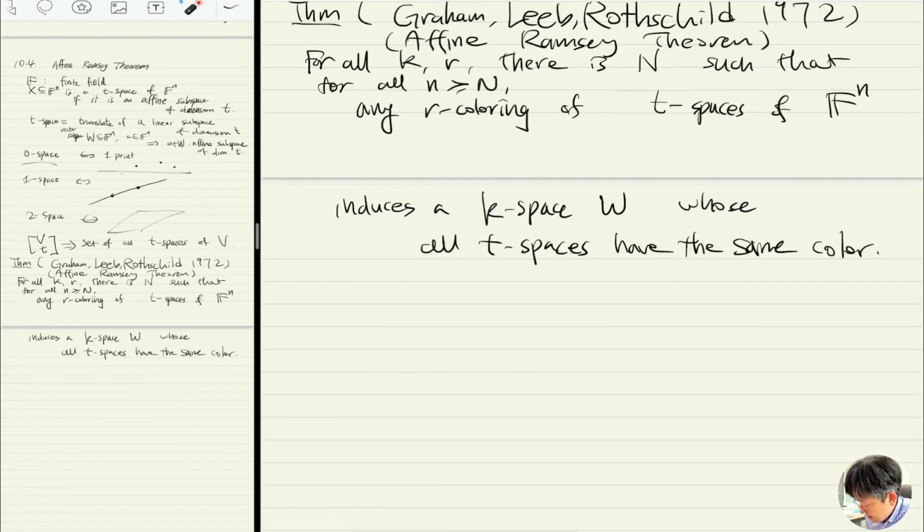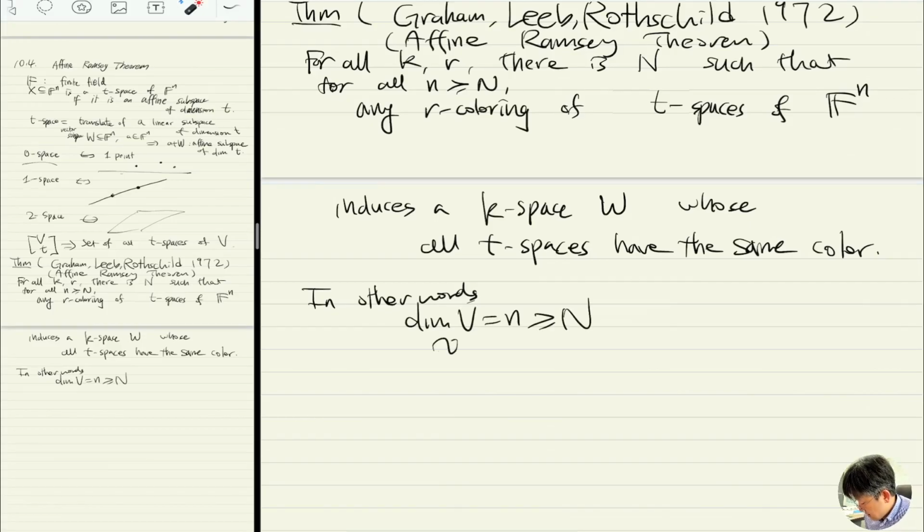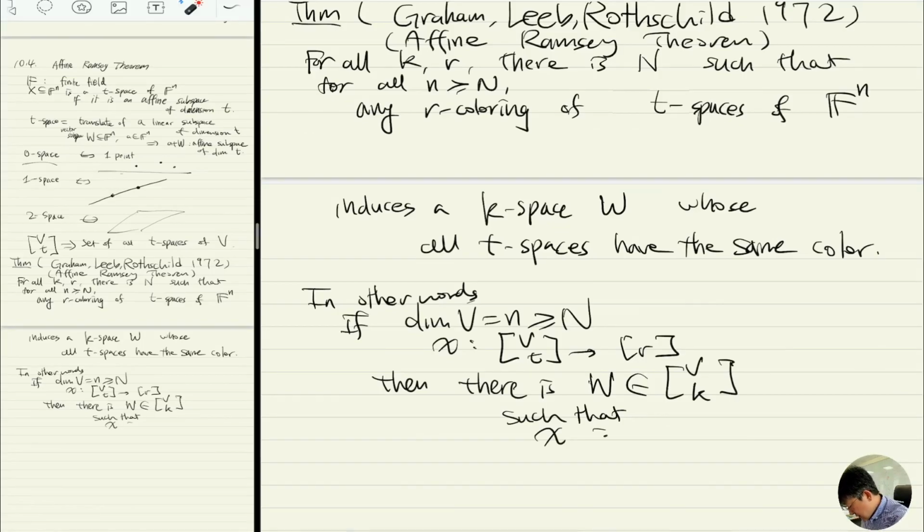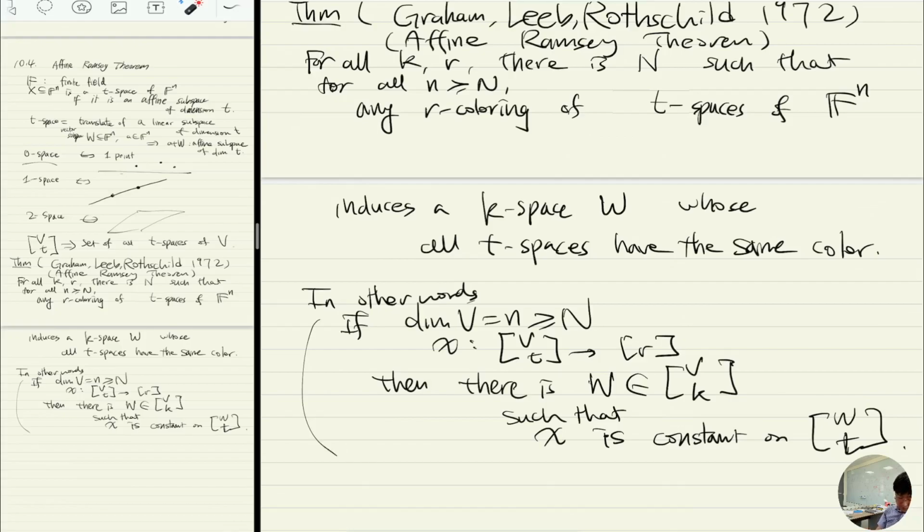So in other words, if we use symbols, if the dimension of V is n bigger than capital N, and chi is a function from all t-subspaces to r colors, then there is W, which is a k-space, such that this coloring function is constant on the t-subspaces of W. Okay.